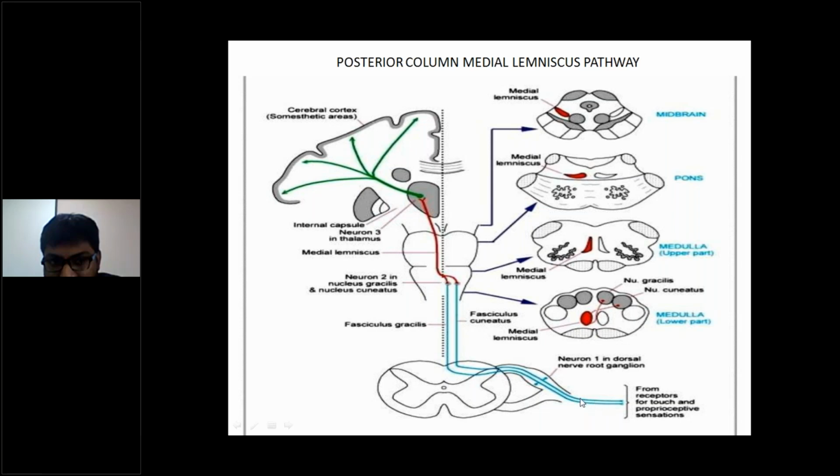So this is the first order neuron. This whole is first order neuron, and in the medulla, nucleus gracilis. This is nucleus gracilis. This is nucleus cuneatus. This forms the second order neuron, and this is the thalamus, third order neuron, cerebral cortex.